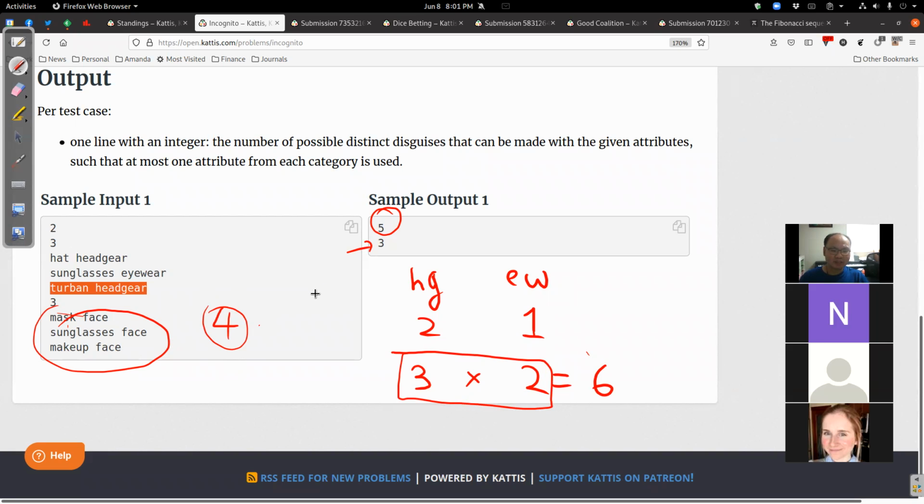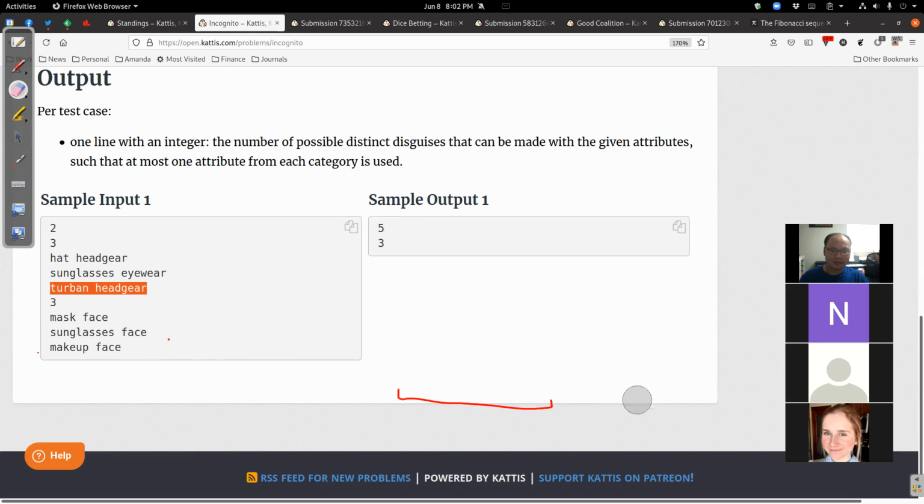Okay, does that make sense? Yeah. Were you thinking about this at all, or were you thinking about something else? I think I was making it a lot more complicated in my head. And I didn't think of that.